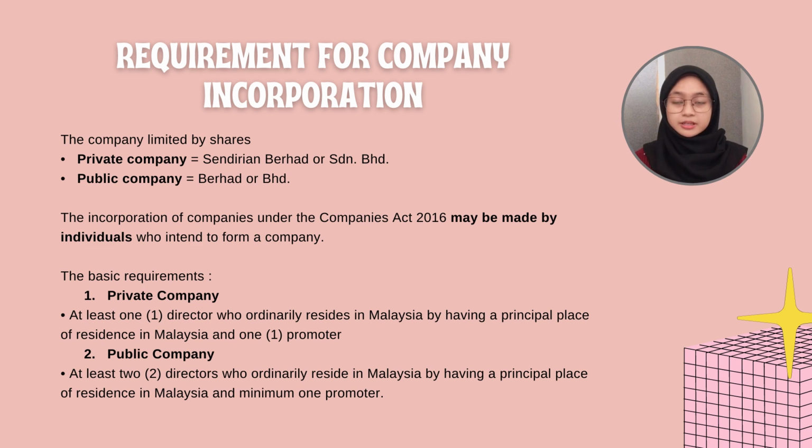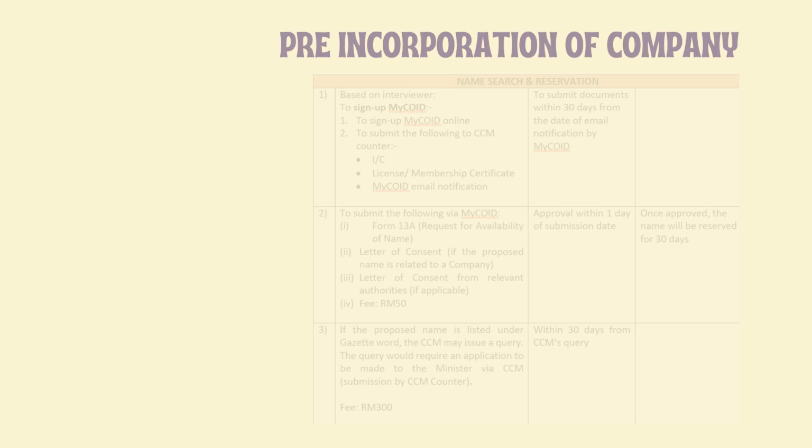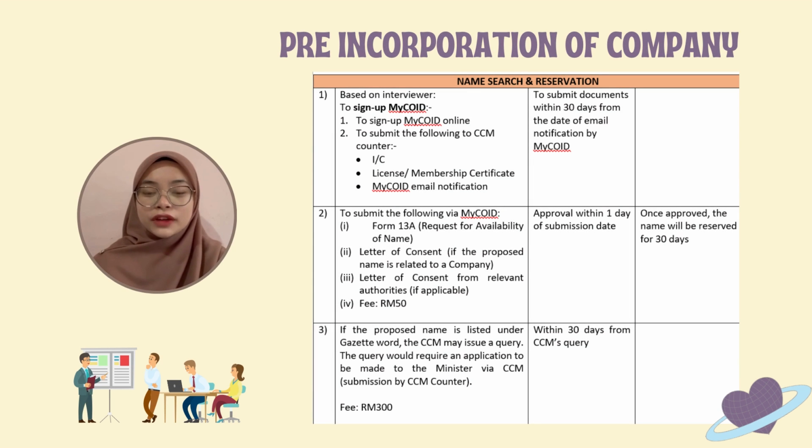a company. The basic requirement for a private company is at least one director who ordinarily resides in Malaysia by having a principal place of residence in Malaysia, and one promoter. While for a public company, at least two directors and a minimum of one promoter. Okay, now let's move on to incorporation of company.